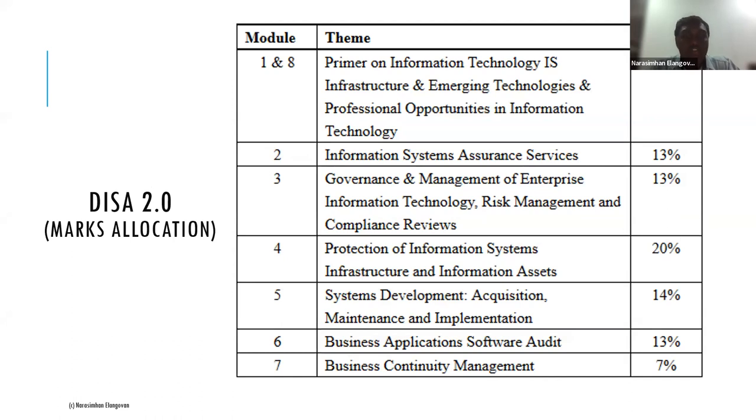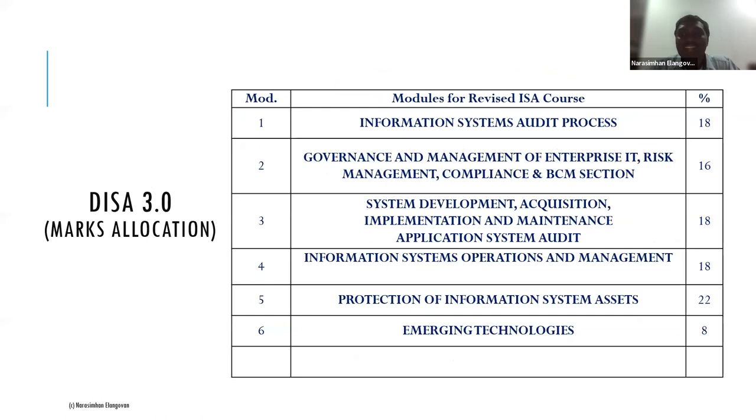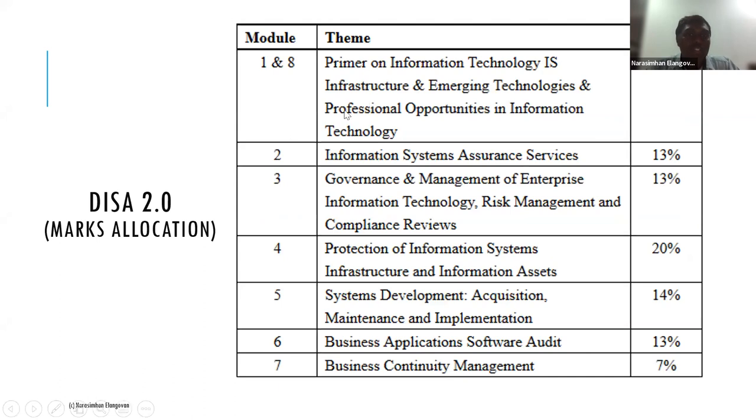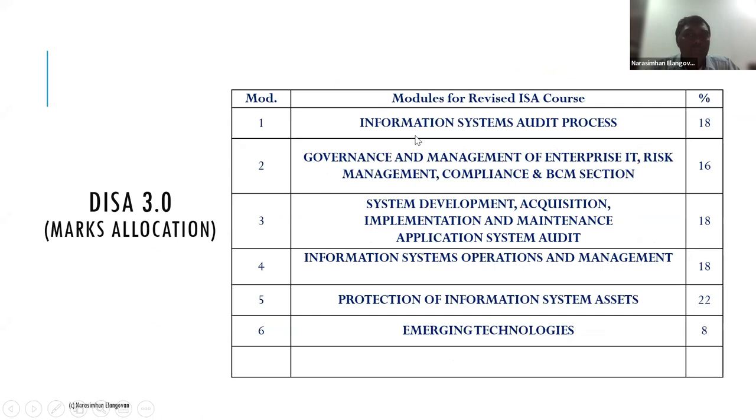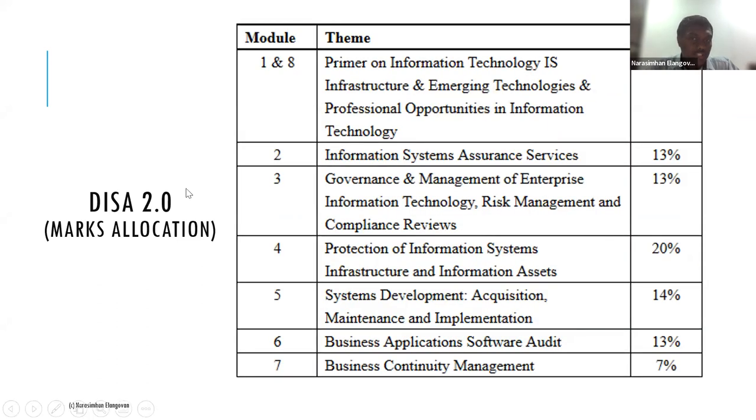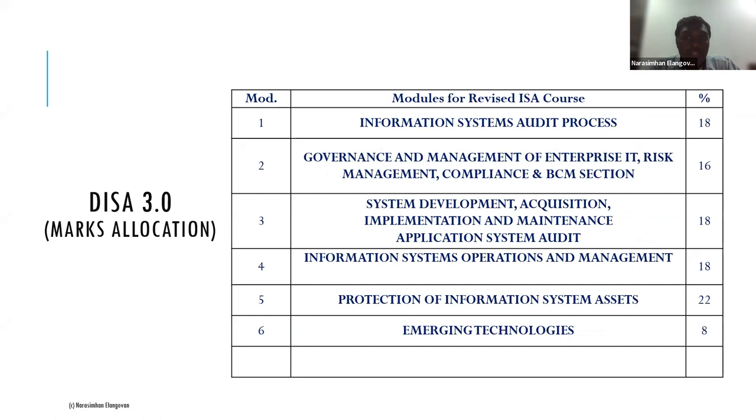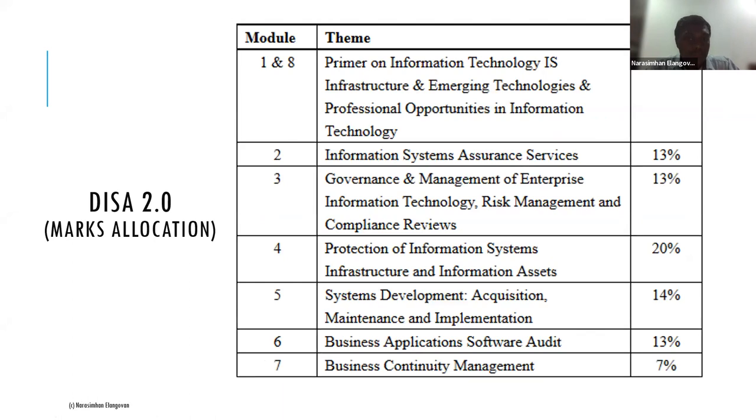Now, how does this change when it comes to DISA 3.0? Here is the allocation. Your information system audit process is 18%, which is nothing but the similar thing you notice over here, chapter number 2, right? Governance, management, enterprise IT risk, compliance, and BCM is nothing but the previous sections, chapter 3 and chapter 7 combined, right? Now chapter number 3 is all about system development, acquisition, maintenance, audit, which is nothing but your system development chapter number 5 here.